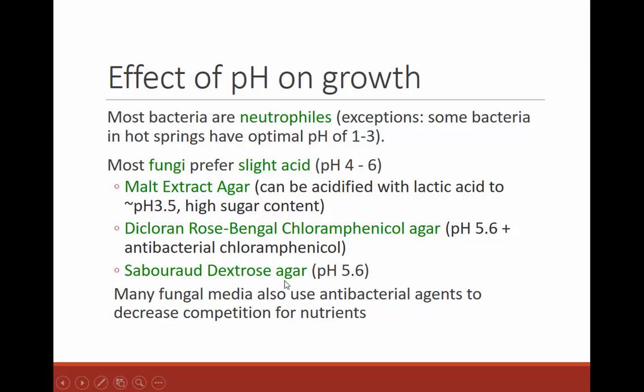And then there's Sabouraud dextrose agar. pH about the same, and this is one of the agars we used in Prac 1. A lot of fungal media have antibiotics in them.